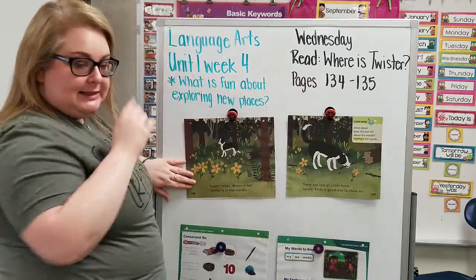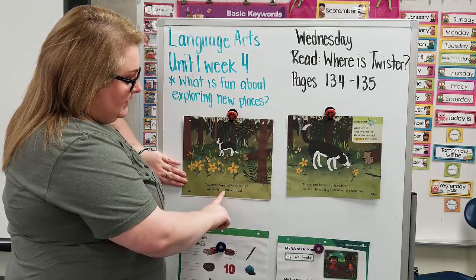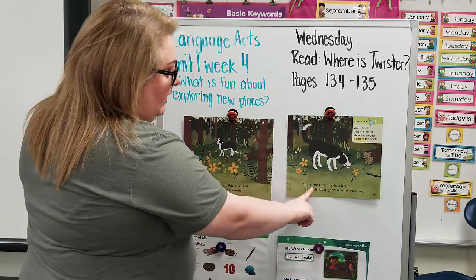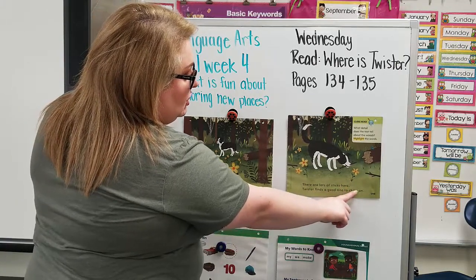Okay, next slide, we're going to just read it first. Twister stops. Where is he? Twister is in the woods. There are lots of sticks here. Twister finds a good one to chew on.